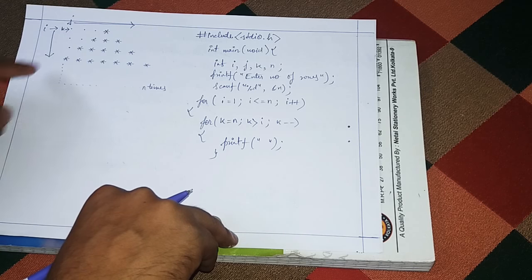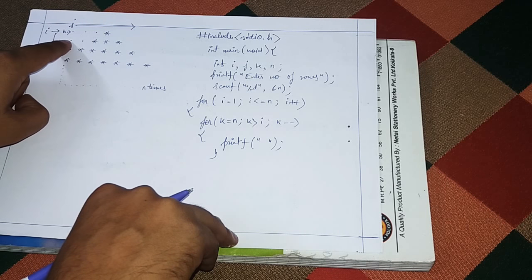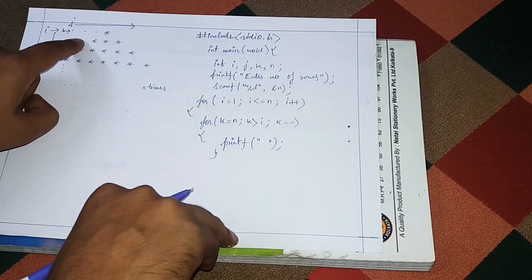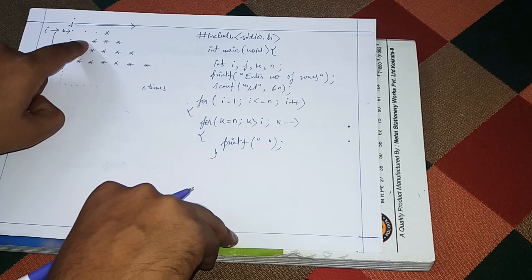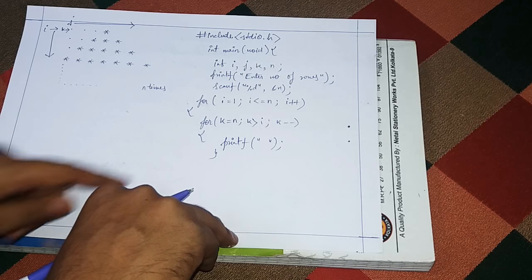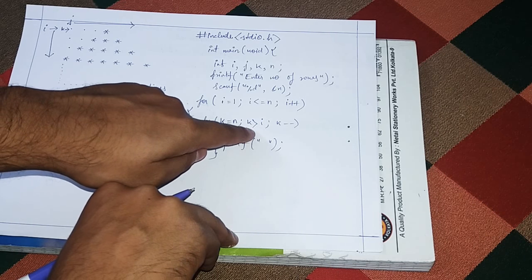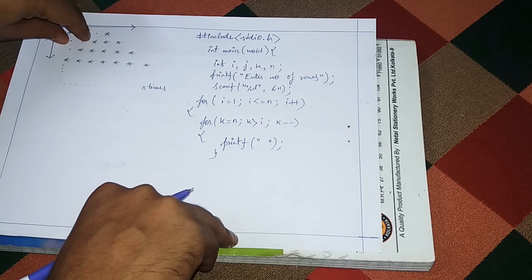In the second row I will be 2, so k will be n first, which is 4, and is k greater than I, which is 4 and 3. So 4 and 3 are greater than 2, so it will print 2 spaces. Now when it comes to k minus minus and it becomes 2, it will not print a space because 2 is not greater than 2. The condition will be terminated here itself, so it will print 2 spaces in this line.